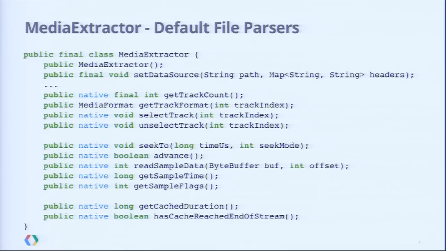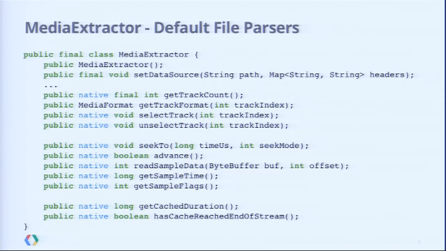If your data source is not a local file source, then you need to cache the data. In order to find out how much data is cached in the RAM, in memory, you can use getCachedDuration to find out how much data is actually cached in memory. And you can also use hasCacheReachedEndOfStream to find out whether the data cached in memory has already reached the end of the stream or not.